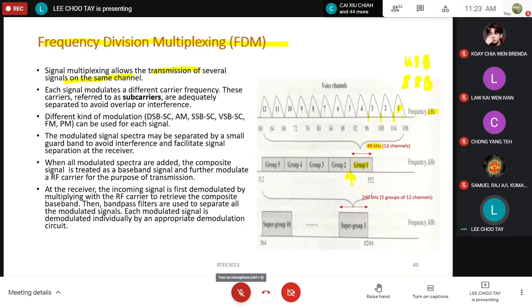Similarly, we can also combine other voice group channels, modulating different carrier frequencies, as group 2, group 3, and so on. So we can also combine all of this. Let's say in this example, we have five groups of 12 voice channels. So that will be 5 times 12, which is 60. 60 voice signals can be transmitted together because we can combine them. And then again, we treat this whole thing as a baseband, and use it to modulate another carrier.